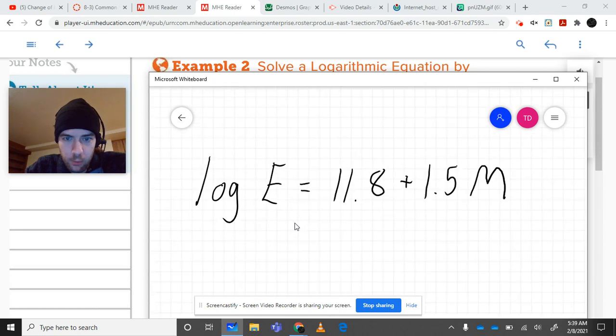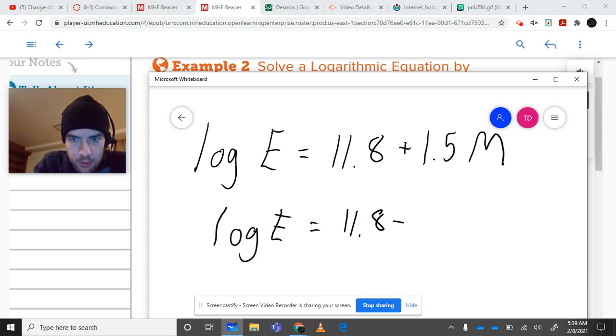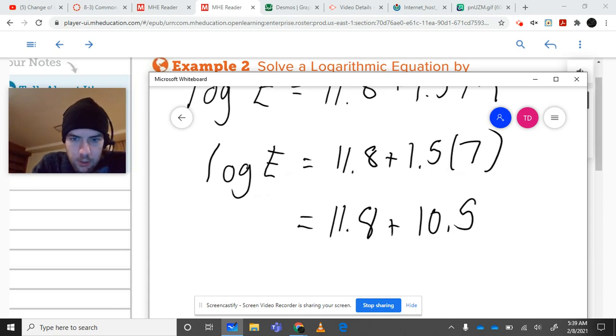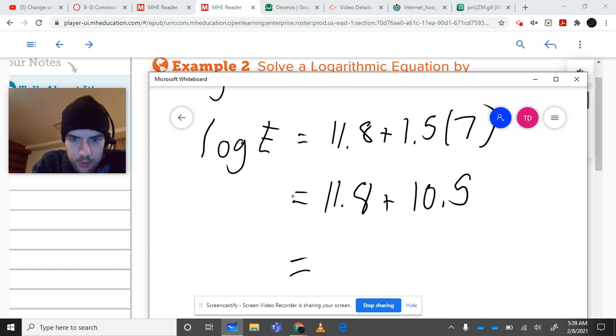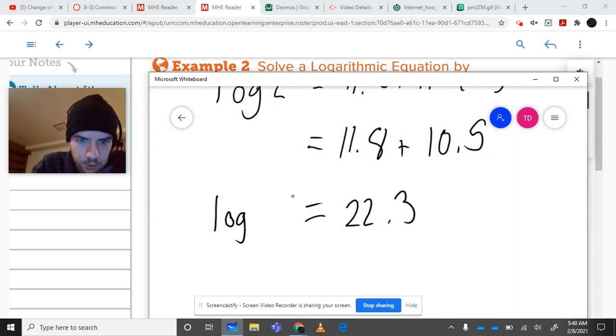So we can go through that and we just say, well, we're going to continue downwards. We're going to say log of E is going to be equal to 11.8 plus 1.5 times 7. 1.5 times 7, well, that'd be like 7 and 3.5, so 10.5. Together, these would make 22.3. Okay, so keeping in mind, we're looking at a common log right here. So that's log base 10.